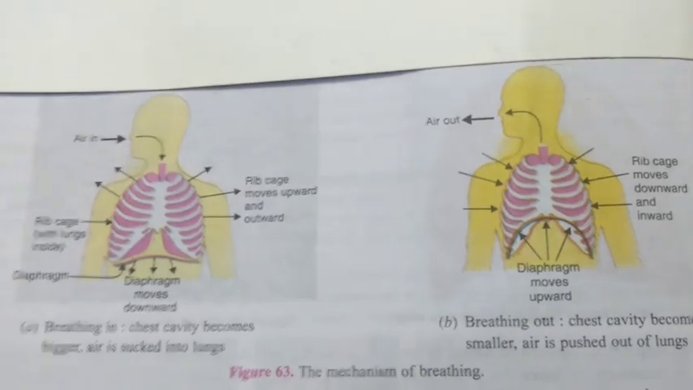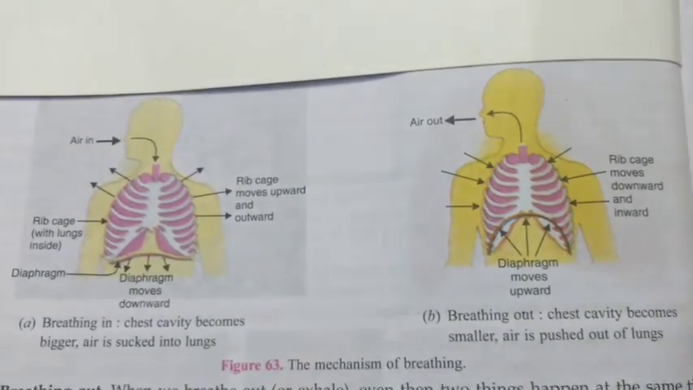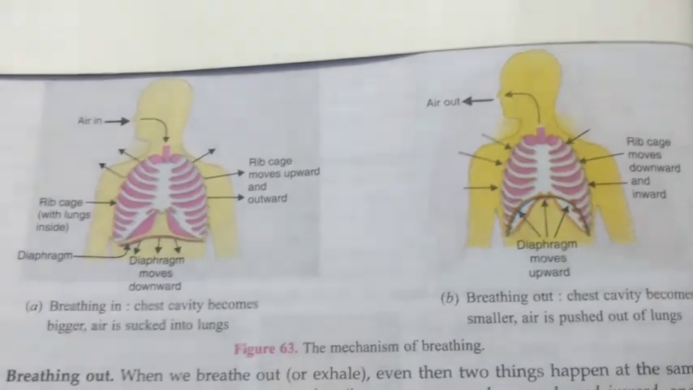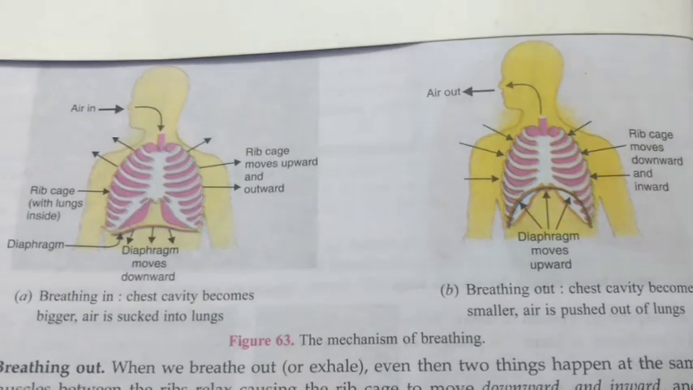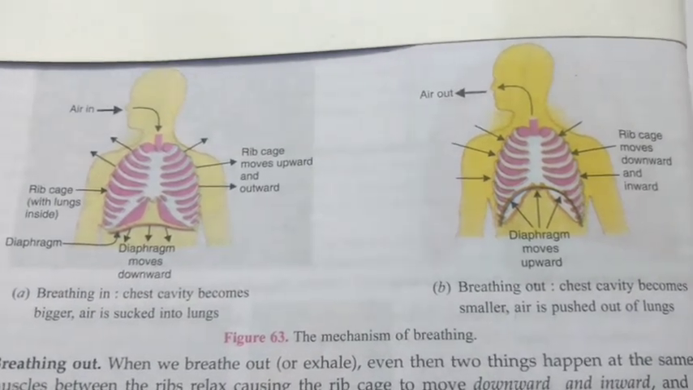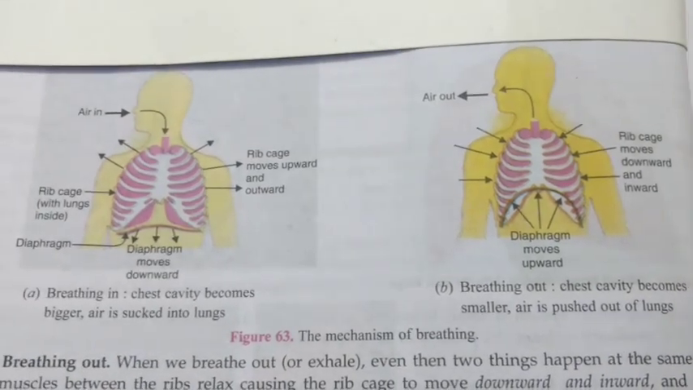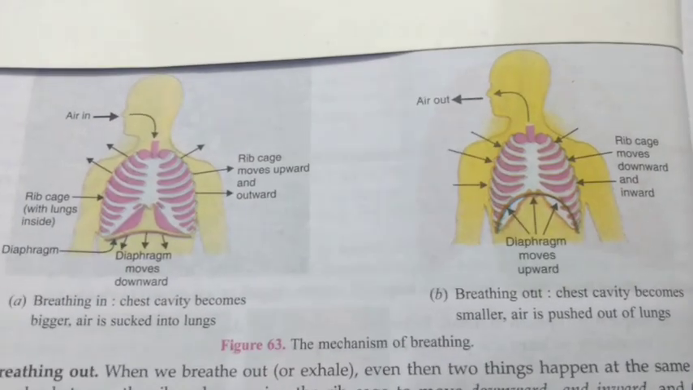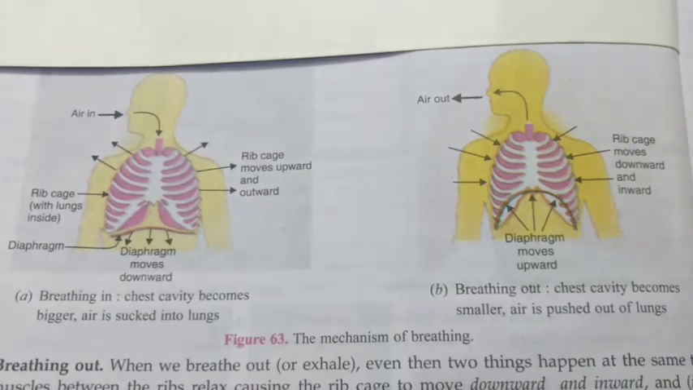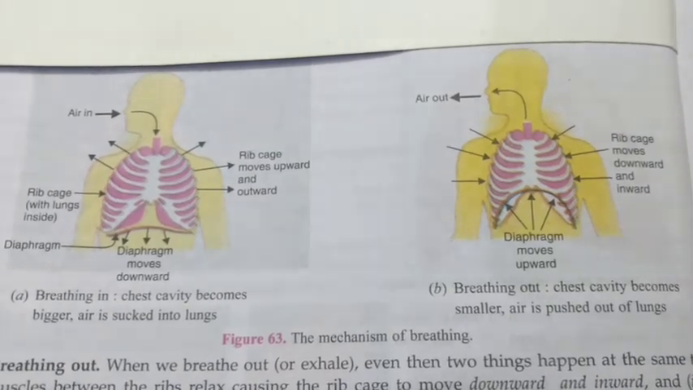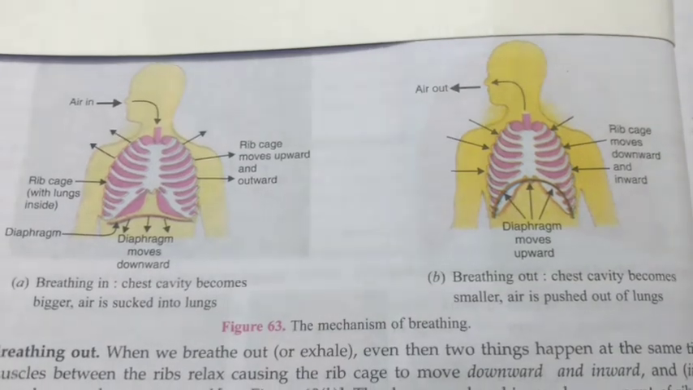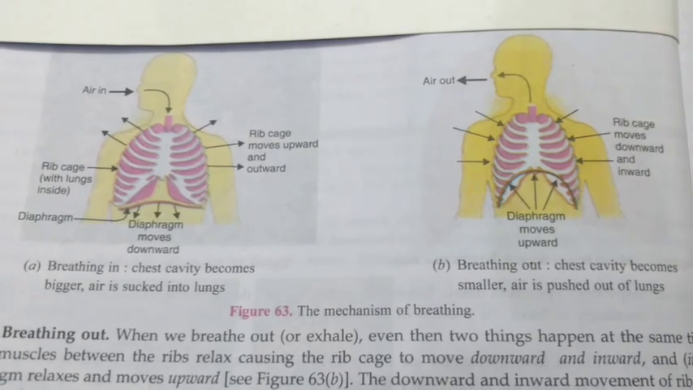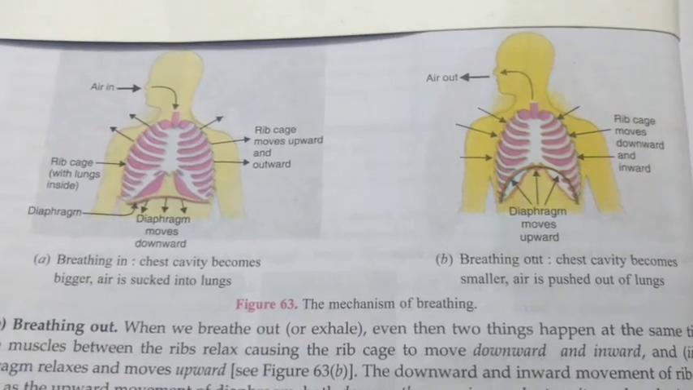Now, this was the mechanism of breathing: inhaling, breathing in, and exhaling, breathing out. Now, how does the exchange of gases take place? During breathing in, the air containing oxygen fills up the alveoli of the lungs. The alveoli are surrounded by very thin blood capillaries carrying a rich supply of blood. The concentration of oxygen in alveoli is higher than it is in the deoxygenated blood in the capillaries. This difference causes oxygen to diffuse from the alveoli into the lung capillaries.